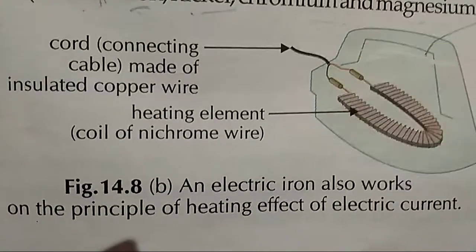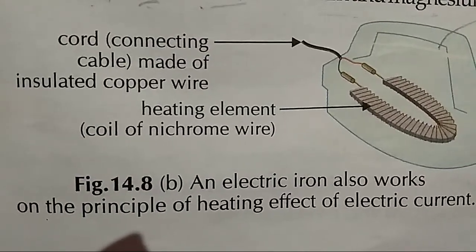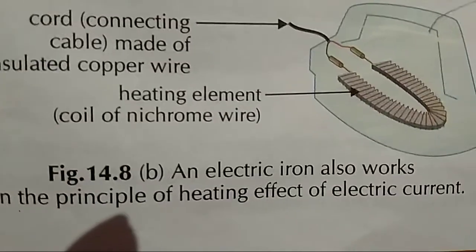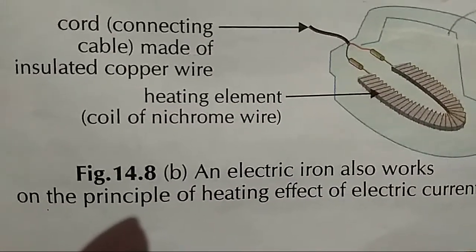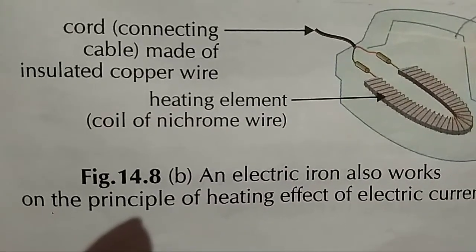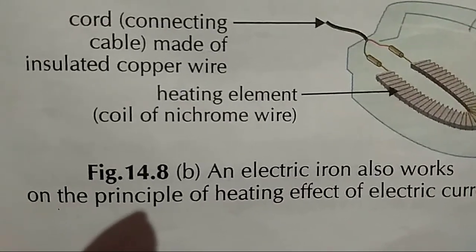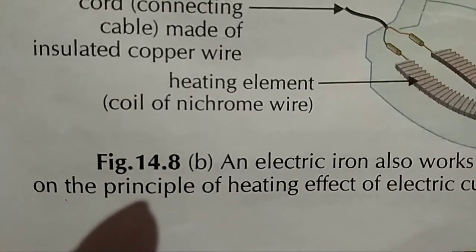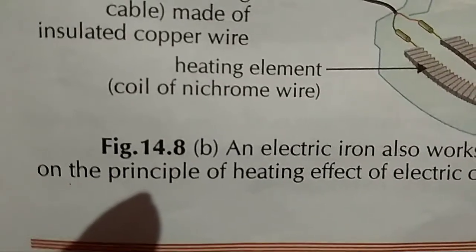Here you can see the diagram of an electric iron. It also works on the principle of heating effect of electric current, and here you can see the coil of nichrome wire. This produces heat. That's why you iron your clothes. So when an electric current is passed through an electric heating appliance, a large amount of heat is produced in the element, due to which it becomes hot. This heat can be used as desired.